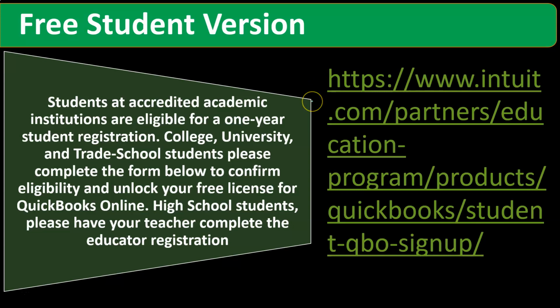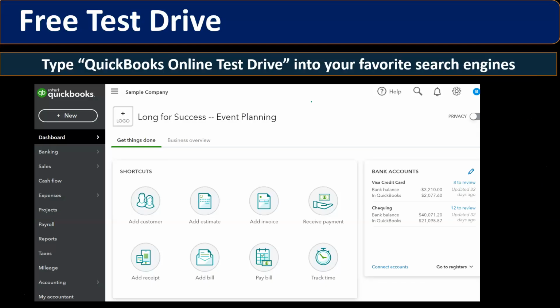So here's just a snippet from their website so you can see if you might qualify for it. Students at accredited academic institutions are eligible for a 1-year student registration. College, university, and trade school students, please complete the form below to confirm eligibility and unlock your free license for QuickBooks Online. High school students, please have your teacher complete the educator registration. So you can think about if that would be something that would be useful for you.